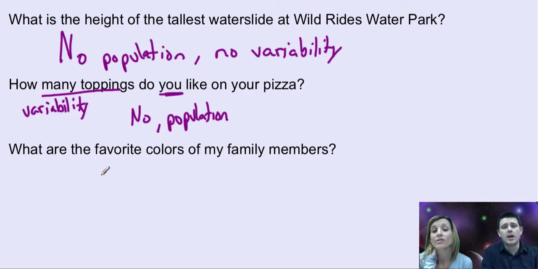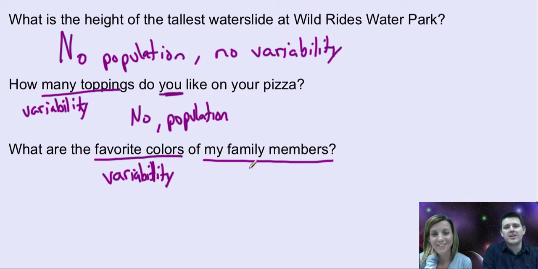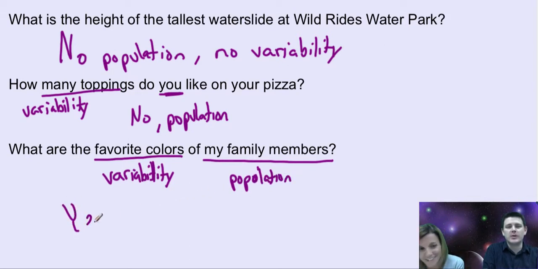The favorite colors of my family members. Yes, family members, population. So my family members, so I know who I'm asking. Favorite colors, variability. You should get some variety, unless your family is boring and y'all like the same thing. So for the average family, there should be enough. The answer is yes. I can't talk and write at the same time. So this one we would say yes.